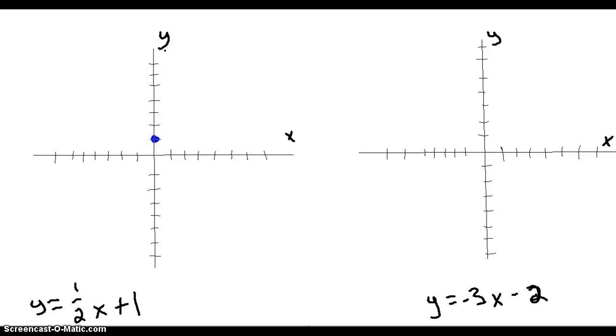Now we're going to use the slope to get to our next point, and once we have this, we'll have 2 points, and we'll be able to draw our line. We notice that the slope is 1/2. Remember, the numerator of the slope tells us how much it changes vertically. So we know that it's going to go up 1 unit. Then the bottom will tell us how much it changes horizontally. So we're going to go to the right 2 units. And that's going to give us our second point.